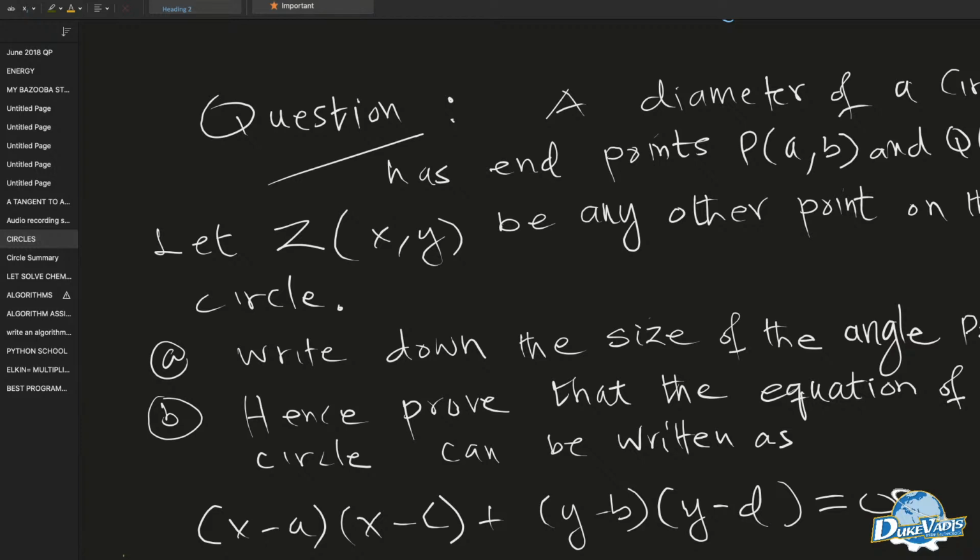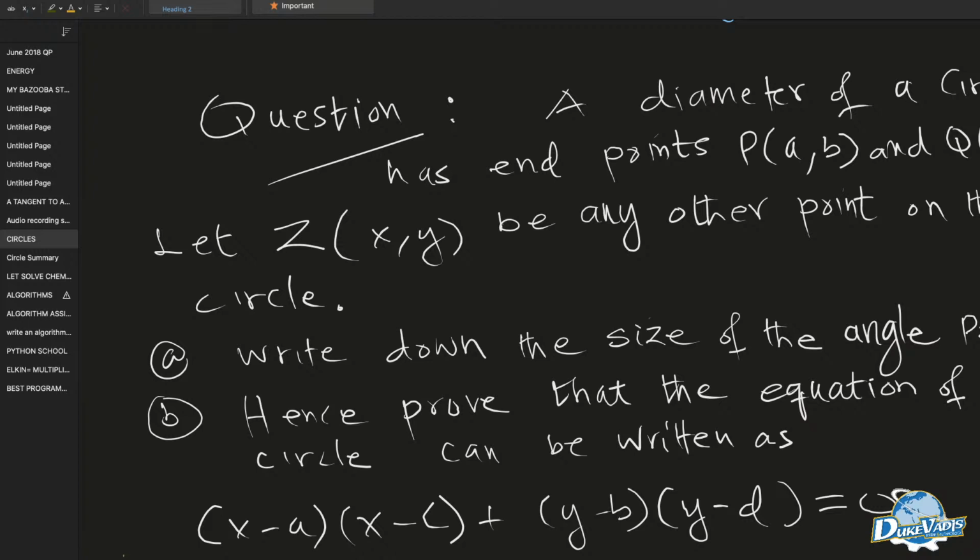Okay, we got this question right here. The question says a diameter of a circle has an endpoint P, which is (a, b), and Q, (c, d). Let Z with coordinates (x, y) be any other point on the circle. Write down the size of the angle PZQ and hence prove that the equation of the circle can be written as (x minus a)(x minus c) plus (y minus b)(y minus d) is equal to 0.